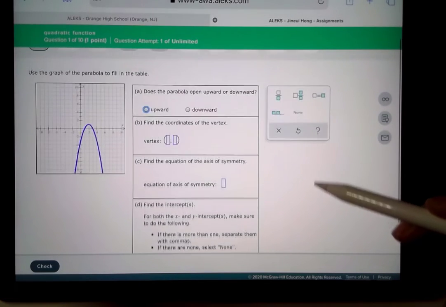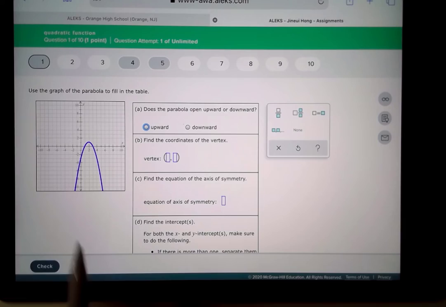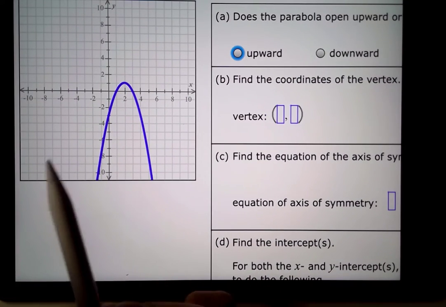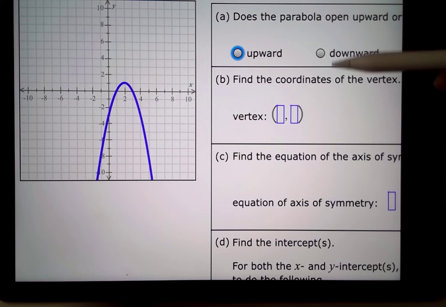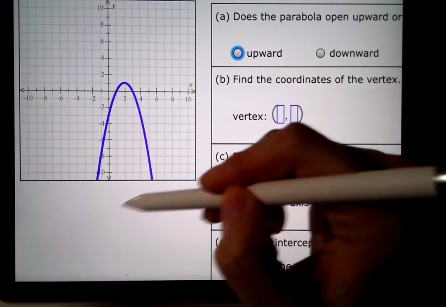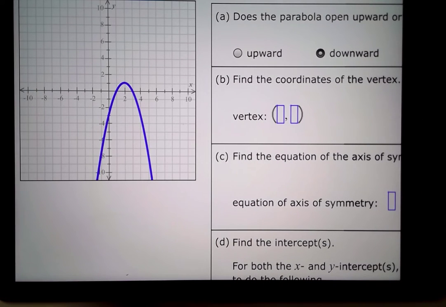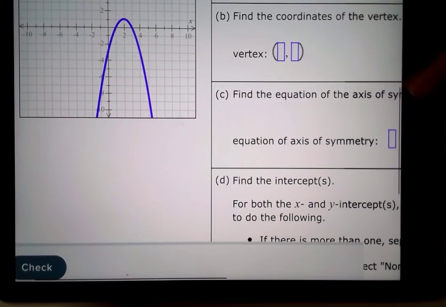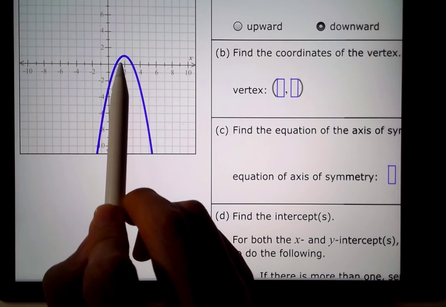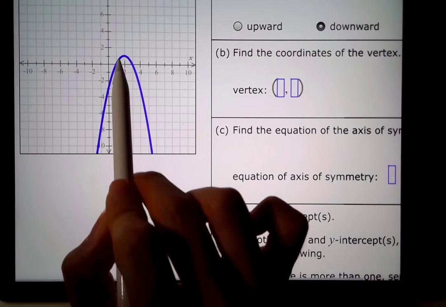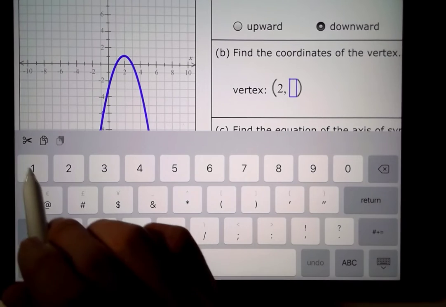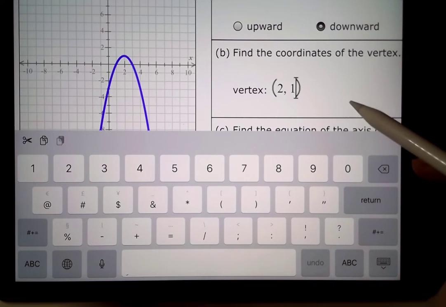Okay, so look at this. I'm gonna enlarge it a little bit. So when you see that, you can just answer that one. Does the parabola open upward or downward? It opens down, right? So you just choose this. And it says find the coordinate of the vertex. So look guys, what's your vertex? 2, 1, right? So that's 2, 1. So you just type it here. 2 and 1, right? That's it.